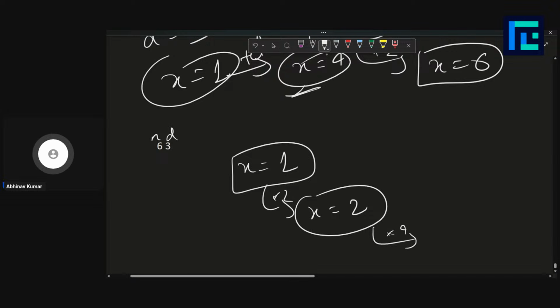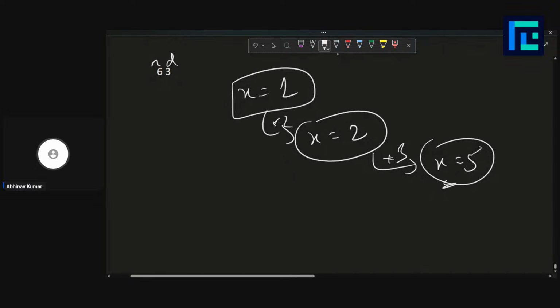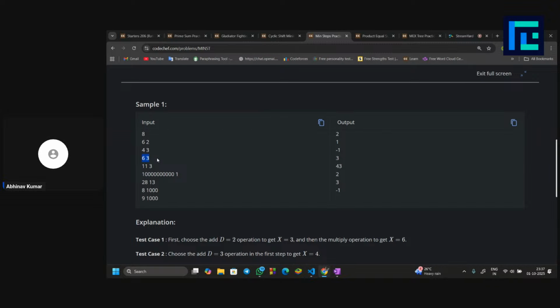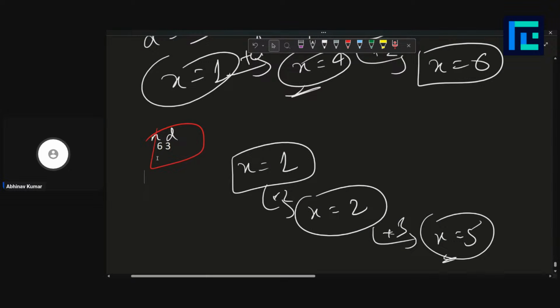Now from x equal to 2, you want to reach 6. Either you multiply it by 2 and reach x equal to 4, from where again you cannot reach 6, or you add a plus d. So if you add a plus 3, you reach x equal to 5. From x equal to 5, again you cannot reach 6. Either you add plus 3 or multiply by 2. So here we can say that reaching 6 was not possible, whatever you do here. So for this test case, we can say our answer was -1. Reaching 6 is not possible. So likewise, you have to answer each test case, the minimum number of ways to reach n.